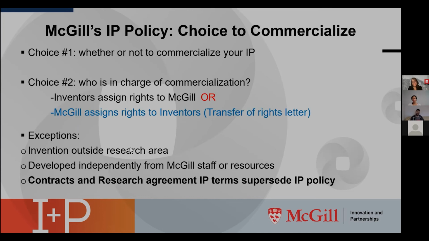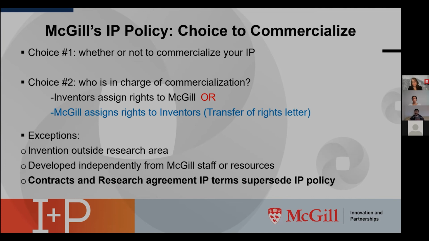McGill's IP policy is run by the Senate, and the Senate put out several documents, and I'll send them, there's a link in a couple of slides to them. But basically, once you report an invention to our office, well, first of all, you have your first choice, whether or not you want to report the invention, as I said. And then choice 2 comes after you choose to report an invention. You can decide who's in charge of commercialization.